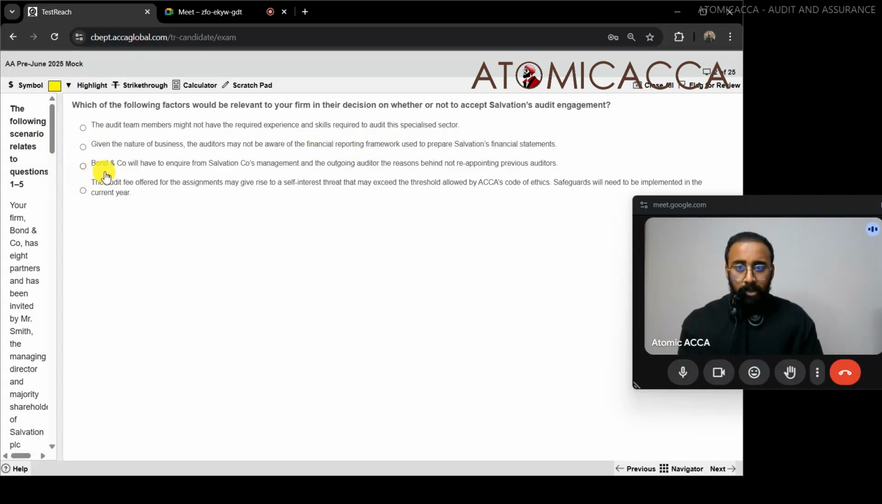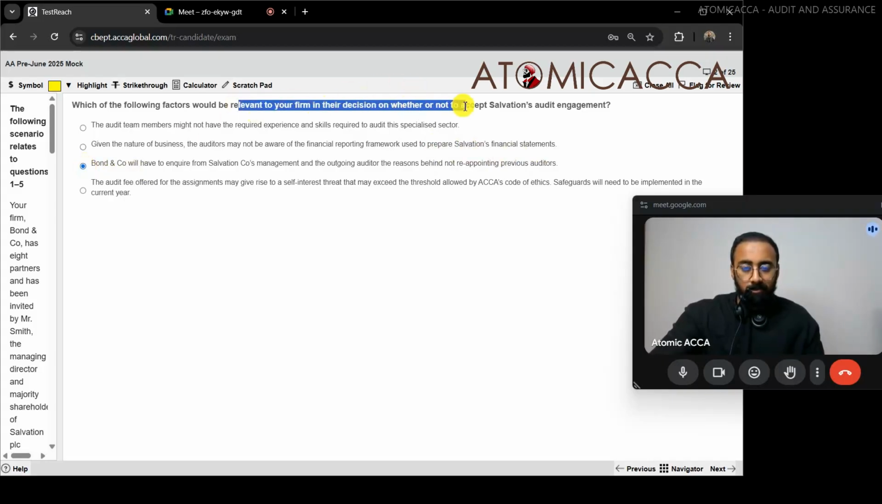C. Bond and company will have to inquire from the client's management and the outgoing auditor the reasons behind not reappointing the previous auditor. That is correct. Because if they are not being reappointed due to client's problem itself, like let's say auditors found out some issues and there have been significant disputes between auditor and the client, and because of this client does not want to go forward with that auditor, in that case if you are choosing that client, you will have the same issues in future as well. So you do not want to deal with some unethical clients either. So you definitely want to know what is the reason behind not reappointing them. So this is one thing that is relevant for your decision.